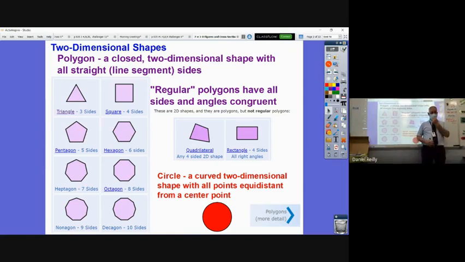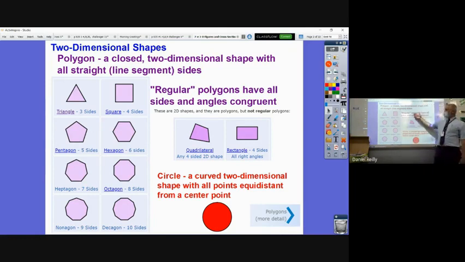Two-dimensional shapes are shapes that you can draw on a piece of paper. They are the shapes you learned in kindergarten, like a square and a triangle and a circle. And then probably in second grade, you learned other shapes, hexagon, octagon. These are all polygons. A polygon, poly means many. A polygon is a shape that has multiple sides, and all the sides are straight lines. So these are all polygons.